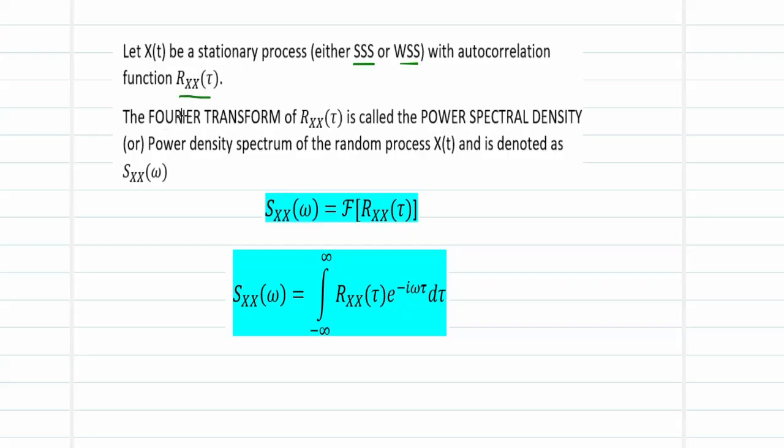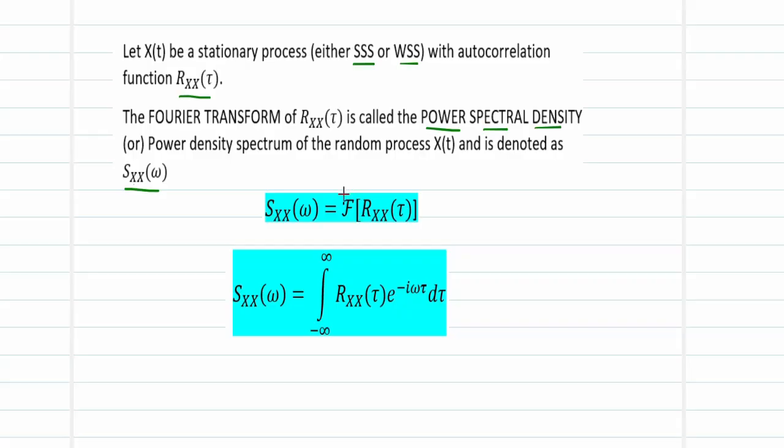Then we take the Fourier transform of this autocorrelation function Rxx of tau, and this Fourier transform is called the power spectral density or power density spectrum of the random process x of t, and it is denoted by the script Sxx of omega, x standing for the random process from which we have taken the element. So we define Sxx of omega to be the Fourier of Rxx of tau.